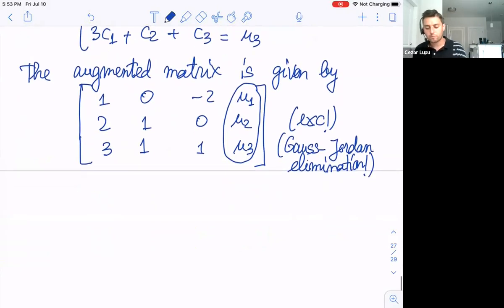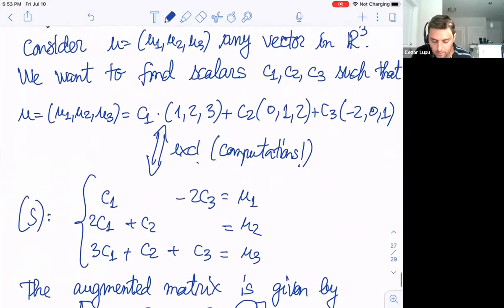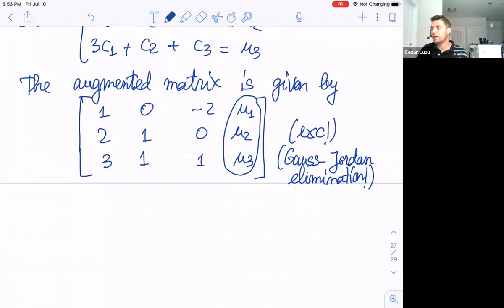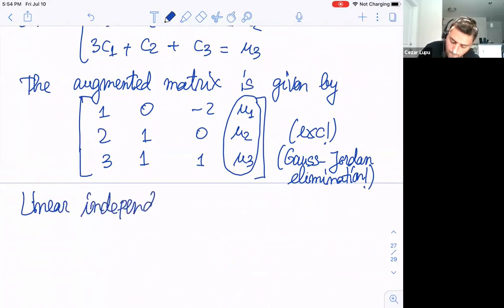Okay. Now, I want to talk about something, and that something is linear independence and linear dependence.